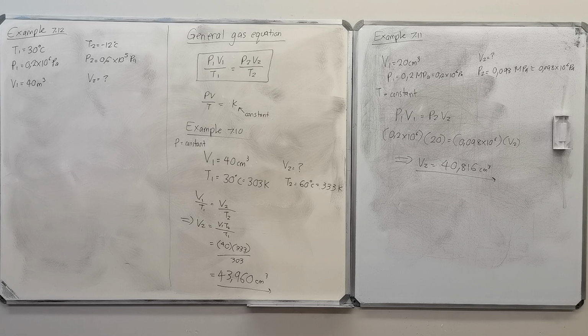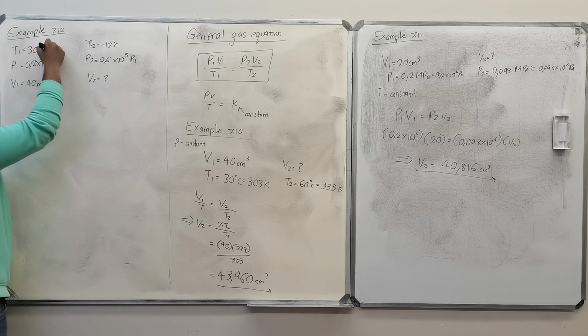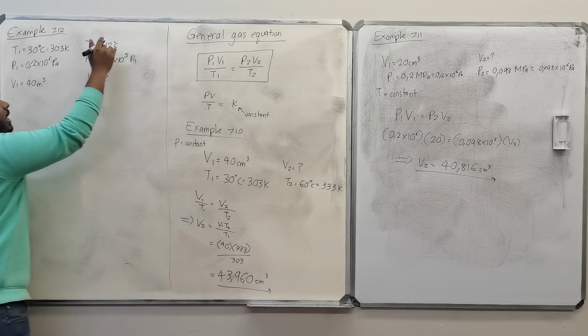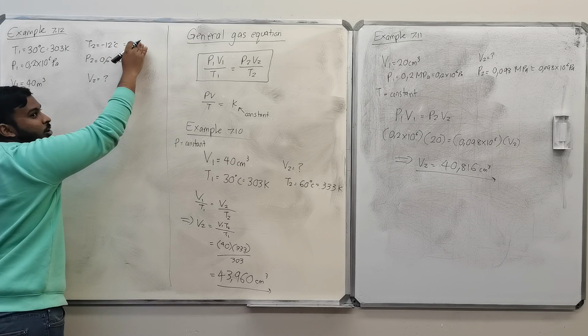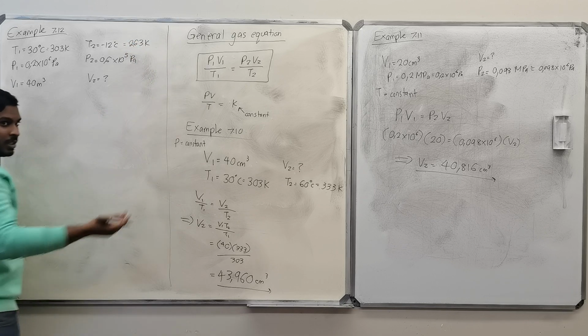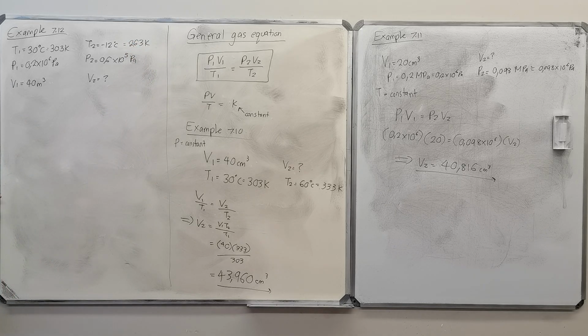So, looking at the information they gave you, we can see that temperature is not constant, because your temperature just changed. Your pressure is not constant, because your pressure just changed. So, you're going to have to use your general gas equation. Before we do that, let's convert this to Kelvin. So, this will be 303 Kelvin. And if you add 273 to negative 12, you get 263. Right? You all agree?